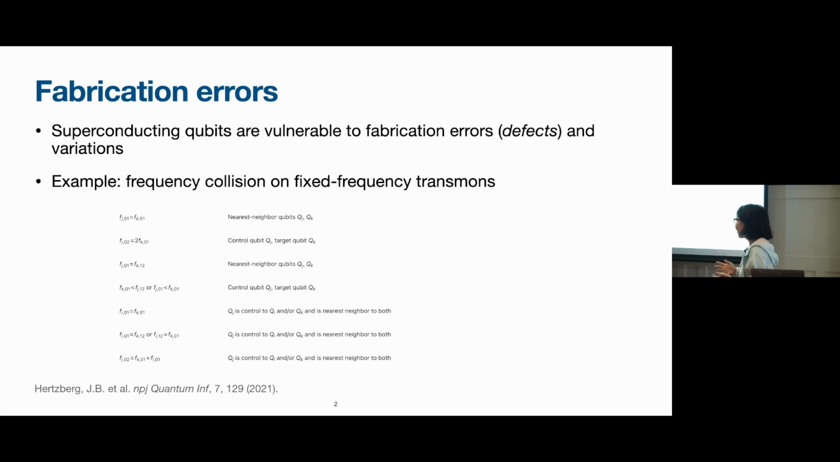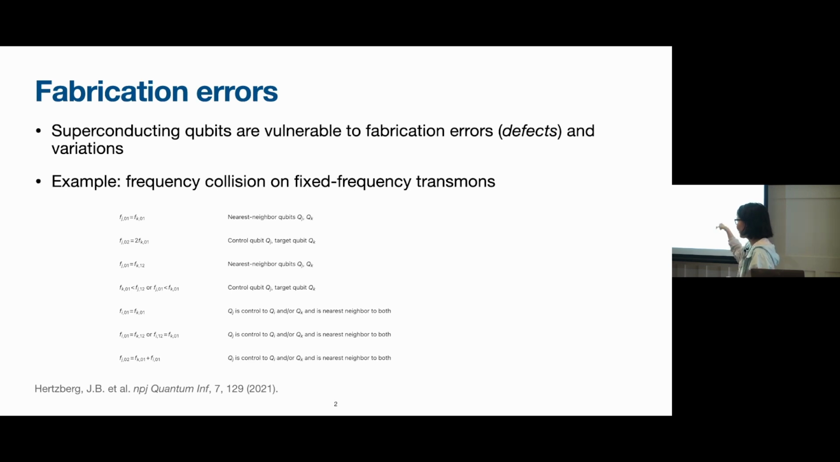Another concrete example is frequency collision on fixed frequency transmon devices. And here is a table of the frequency collisions. This is because fixed transmons are weakly anharmonic. So if the frequencies of nearby transmons are not what you want them to be, then sometimes when you're trying to control one gate, it could affect the neighboring gates, and it's going to be pretty disastrous.